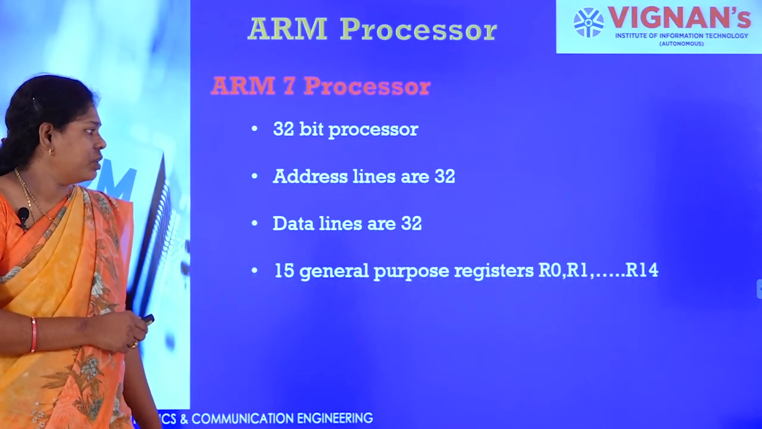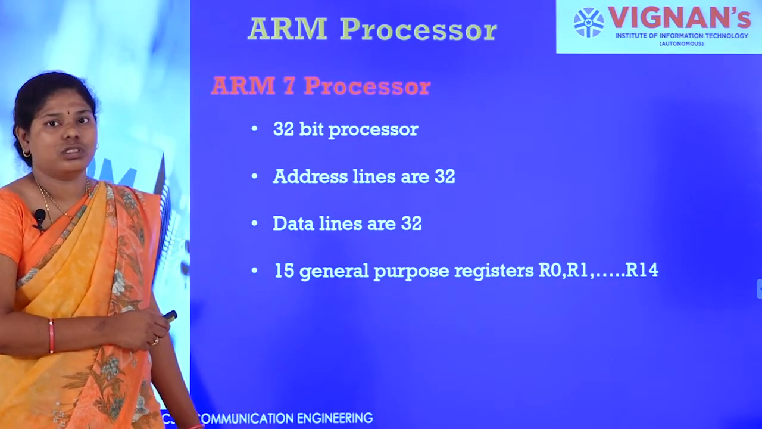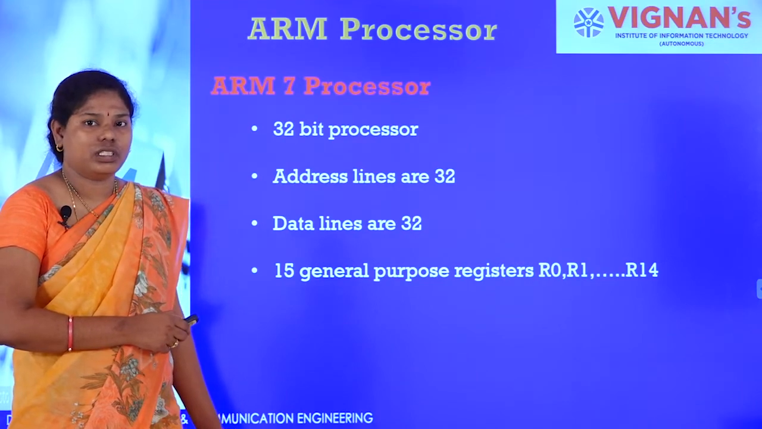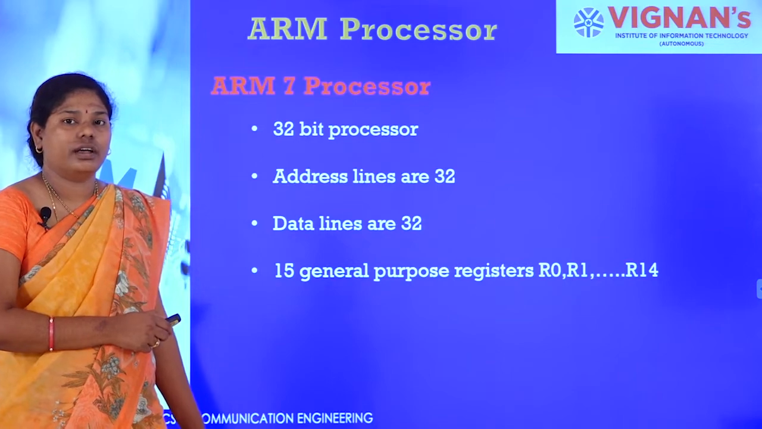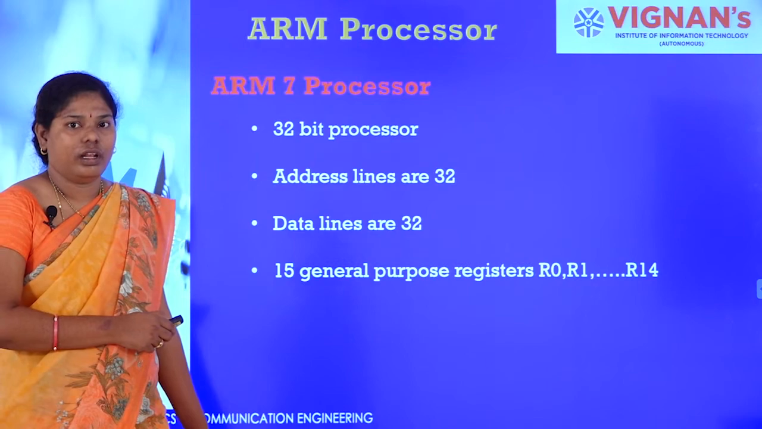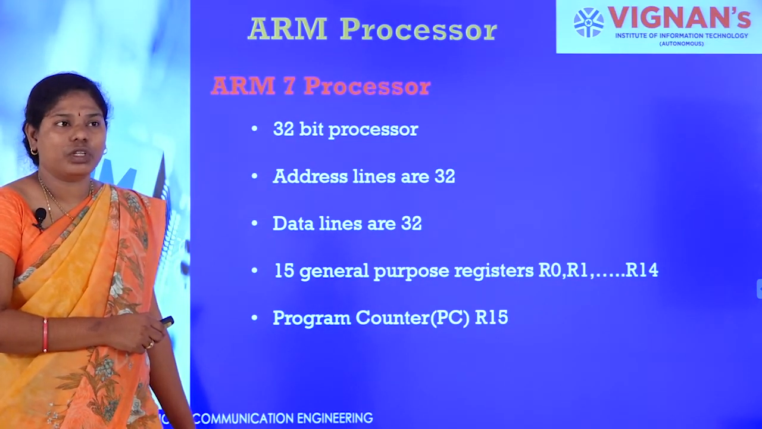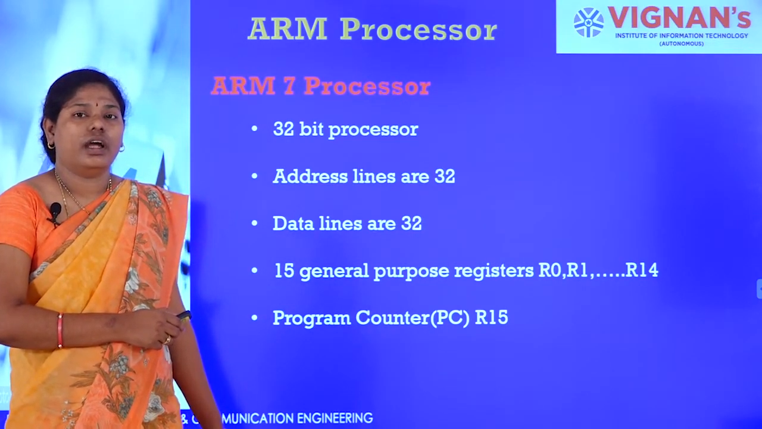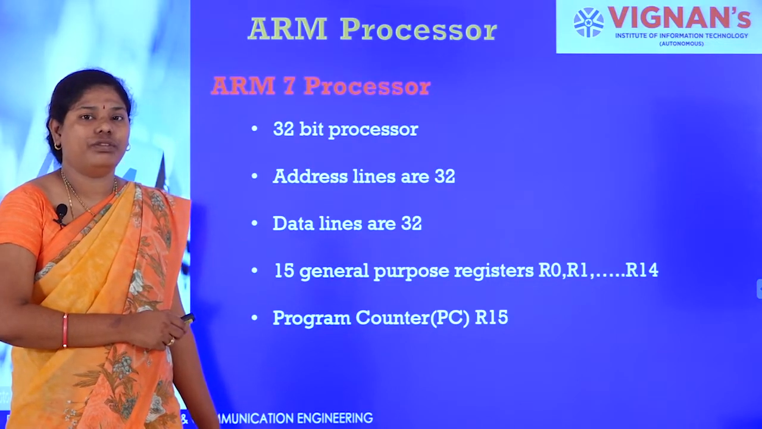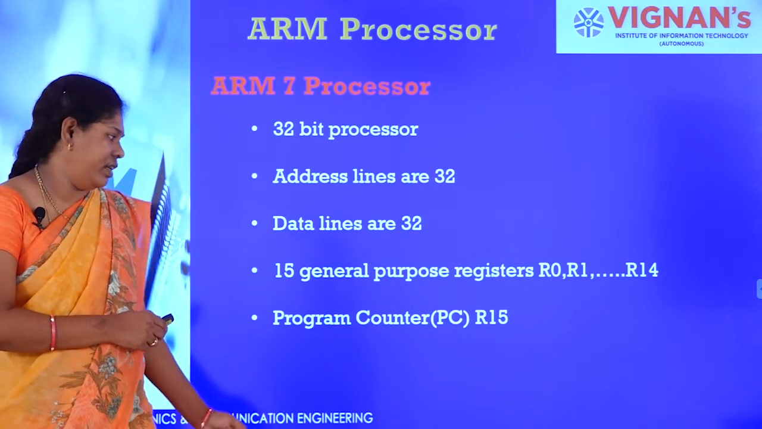Next, coming to the registers. These registers are within the processor. The processor is available with registers, and each register's capability is 32 bits. The registers are named R0, R1, R2 and so on up to R14. Next, one program counter register. The program counter indicates the address of the next instruction to be fetched, and it is also denoted by R15.